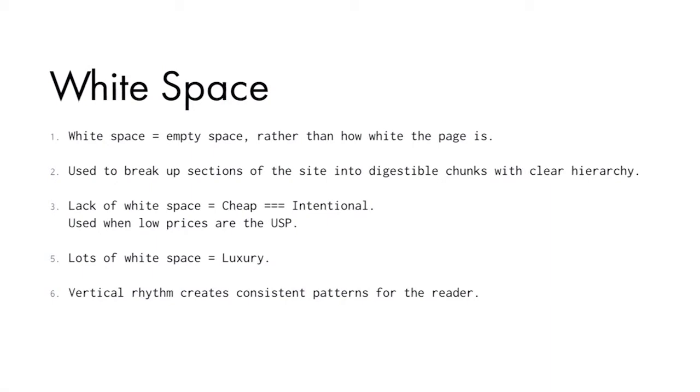It's used to break up the site into digestible chunks. A really good example is your main column of text and your side column, and you can have white space in between those to differentiate and separate them. You could use a line to differentiate them in your design, but that just adds noise. You often don't need it. You just add a bit more white space, and then it's simpler and easier to read.